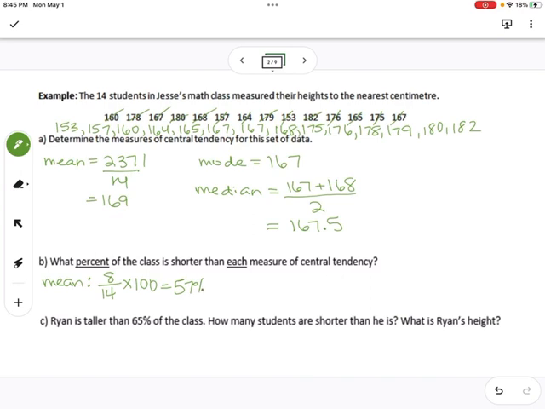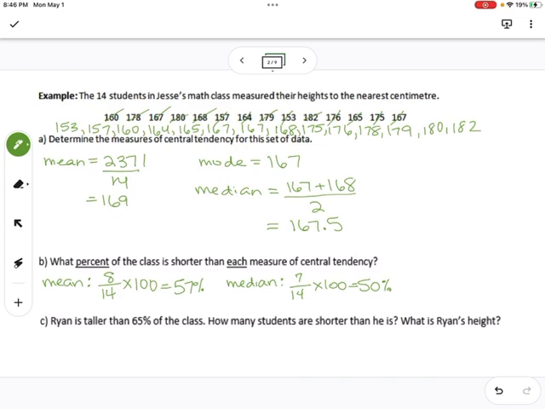Now for our median, we are looking at the students that are shorter than 167.5. Okay, so that's starting here, 1, 2, 3, 4, 5, 6, 7. So 7 divided by 14 times 100, and that's 50%.